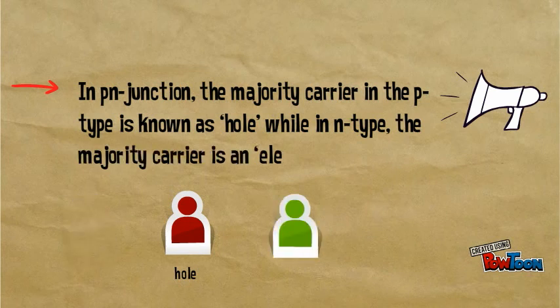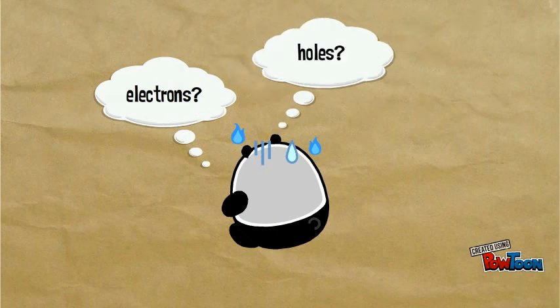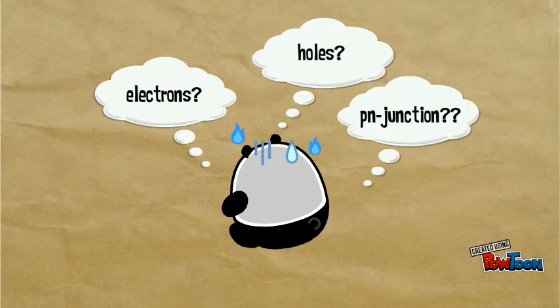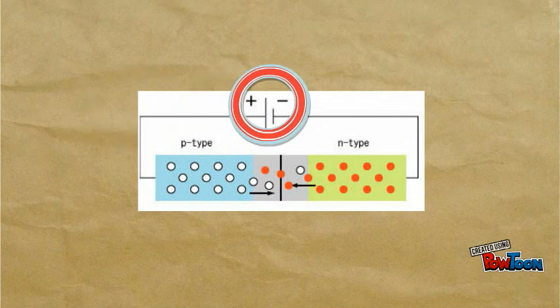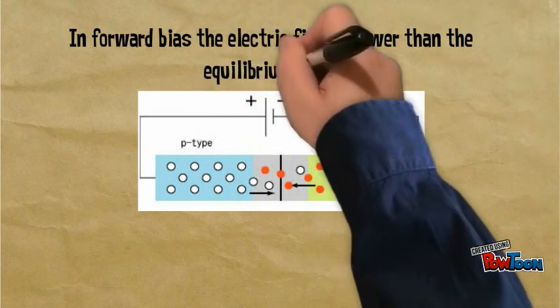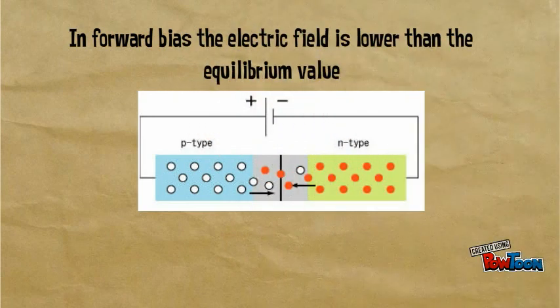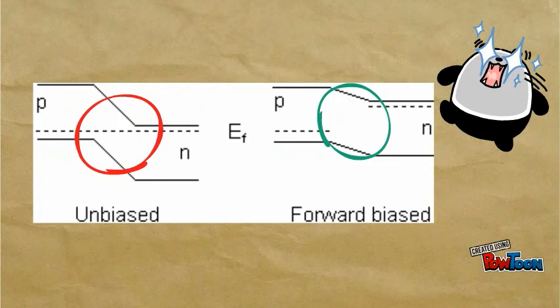electron. For better understanding, let's take a look at the energy band diagram of p-n-junction in forward bias. In forward bias, there is a presence of external voltage being applied to the p-n-junction. We called it as forward voltage. In forward bias, the electric field is lower than the equilibrium value, which means the amount of electric field in forward bias is lower than the amount of electric field in zero bias p-n-junction. Because of this, the size of depletion region in forward bias is smaller than zero bias, as you can see in the energy band diagram.